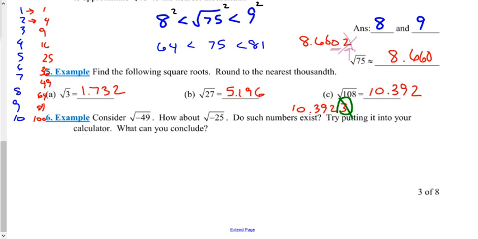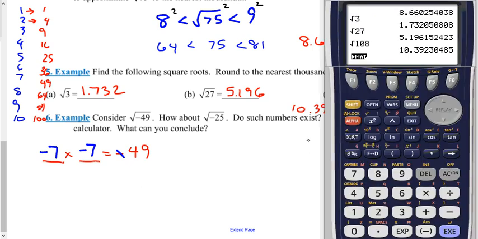Okay. Consider radical negative 49 or radical negative 25. In other words, what times itself equals negative 49? And you might first respond by saying, well, obviously it's 7, and 7 times 7 is 49, so it must mean that negative 7 and negative 7 is... Oh, wait a minute. Negative 7 times negative 7, a negative times a negative is a positive. So that can't be true. But a positive times a positive is a positive. So I've got to think what times itself gets me a negative number.